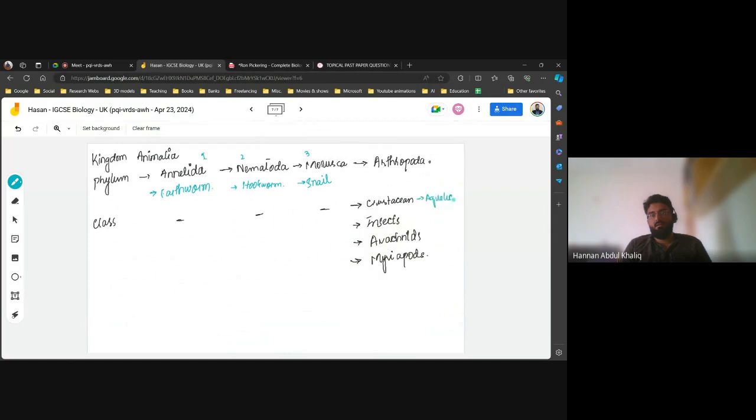aquatic. Okay, first of all, let's see arthropods. Arthro means joints, and poda means feet. This is the only group in the vertebrates that contains jointed feet. Jointed feet mean, like, this is the leg, this is the knee, and this is the joint.